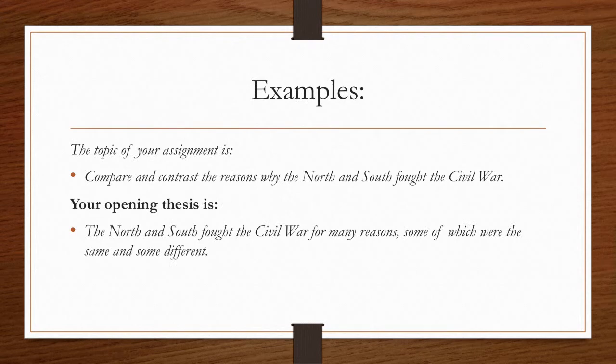So, for example, your history teacher gives you a topic of an essay question. Compare and contrast the reasons why the North and South fought the Civil War. So you start thinking about it and you say, well, they fought it for a lot of reasons. So the North and South fought the Civil War for many reasons, some of which were the same and some different. That is really broad, so you've got to narrow it down, but at least you're thinking.